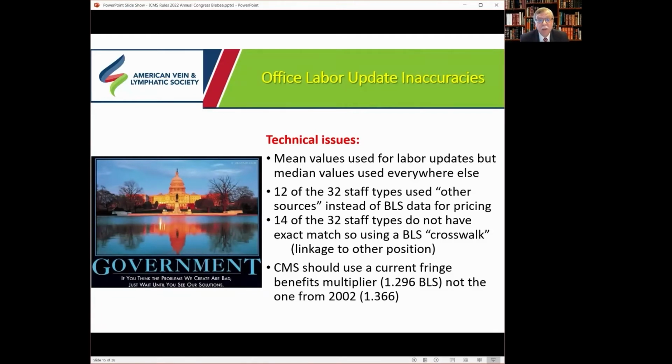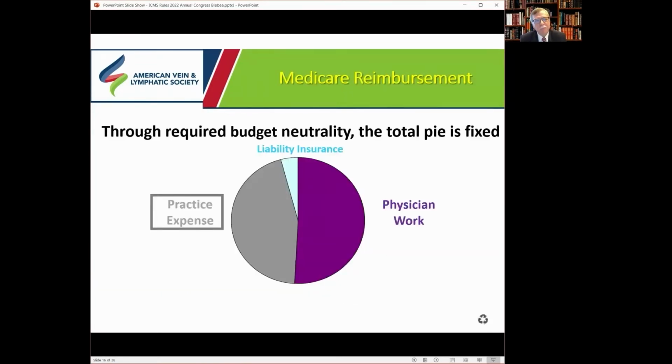And finally, in calculating fringe benefits, they're proposing to use the fringe benefit adjustment from 2002, which is much higher than the one in 2019. So why not use the correct one? There's other striking components to this.